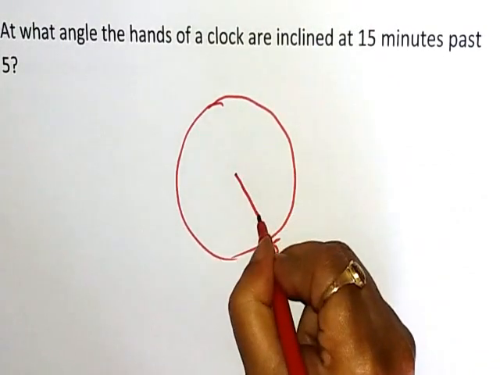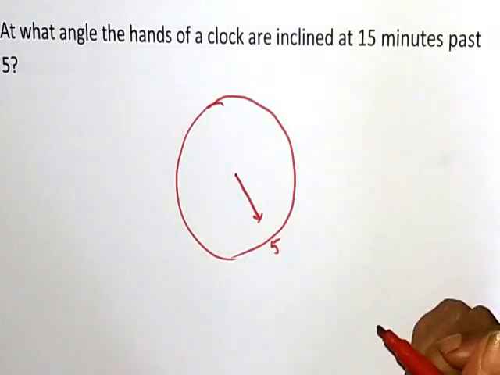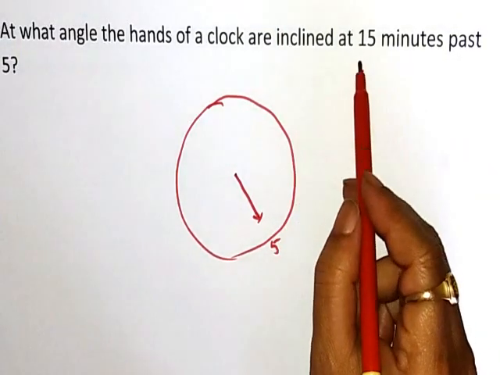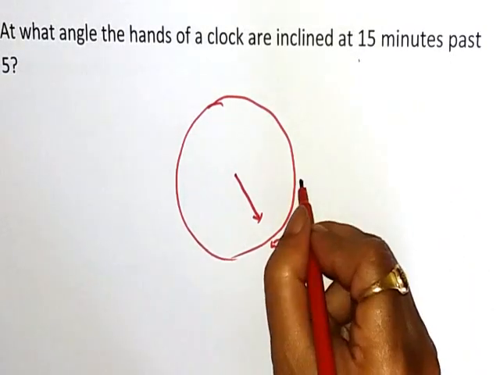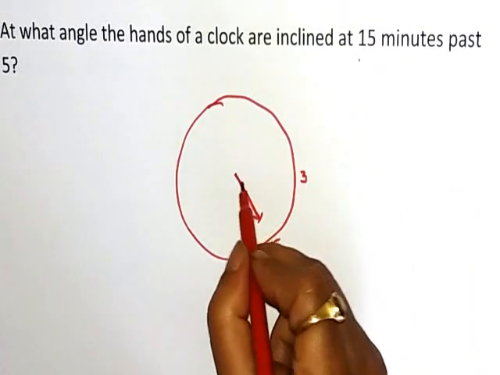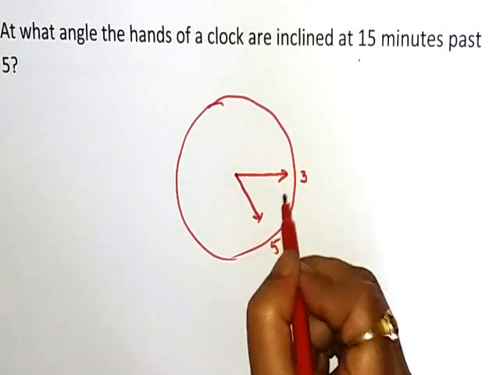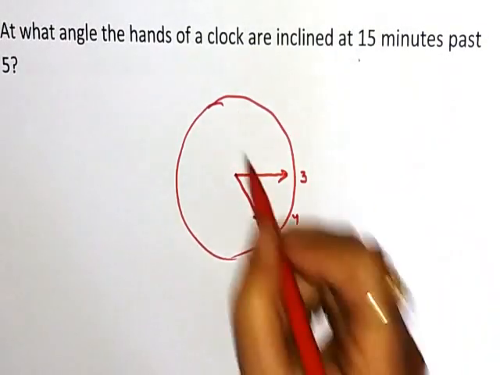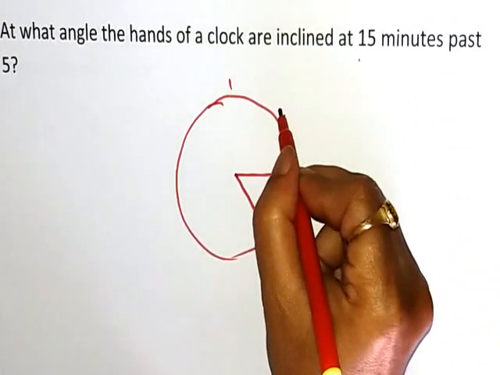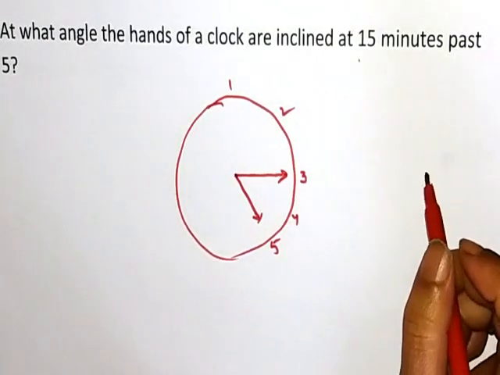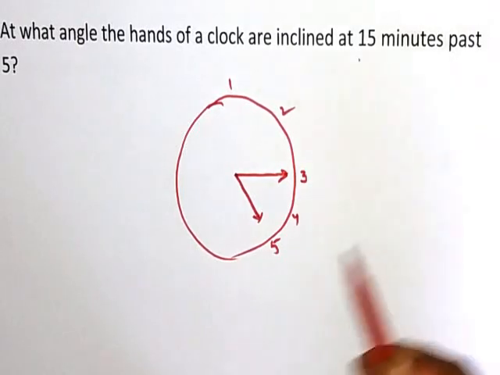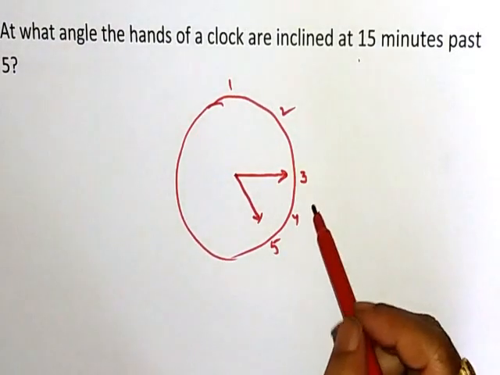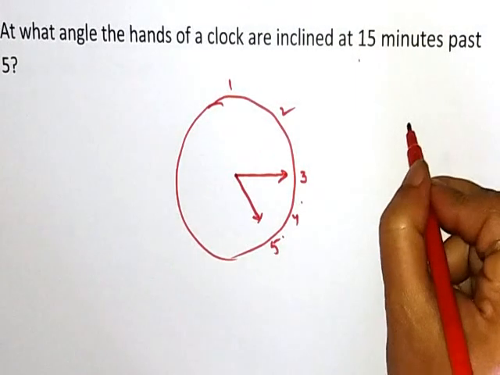So it is the hour angle indicating 5 and 15 minutes past 5. So this will be the minute angle. This will be the 4, and this is 1, 2 and 3. So first we will have to find out the exact angle between this. So there is a 1 interval, 2 interval, that means the 60 degree.